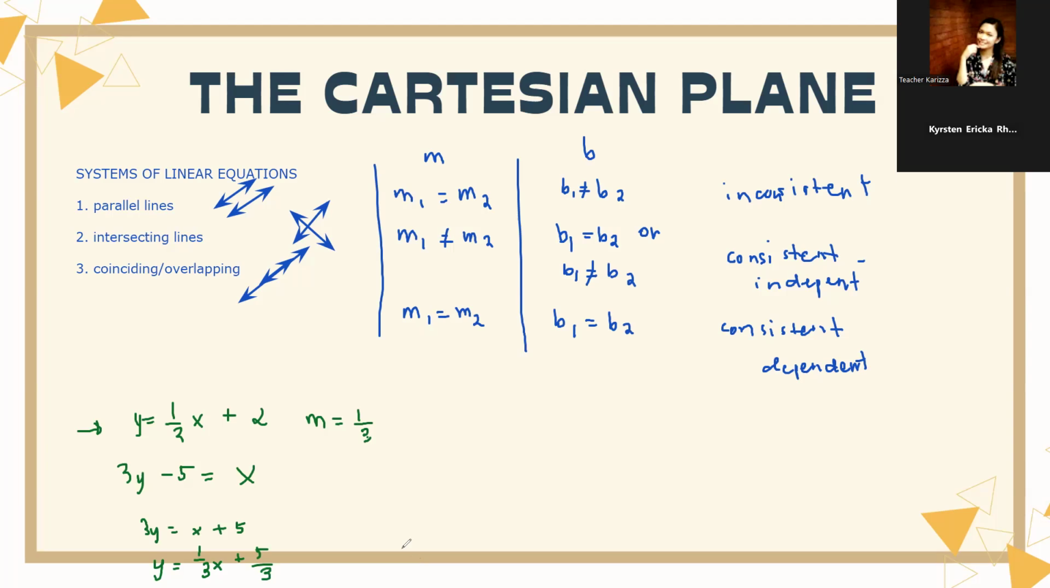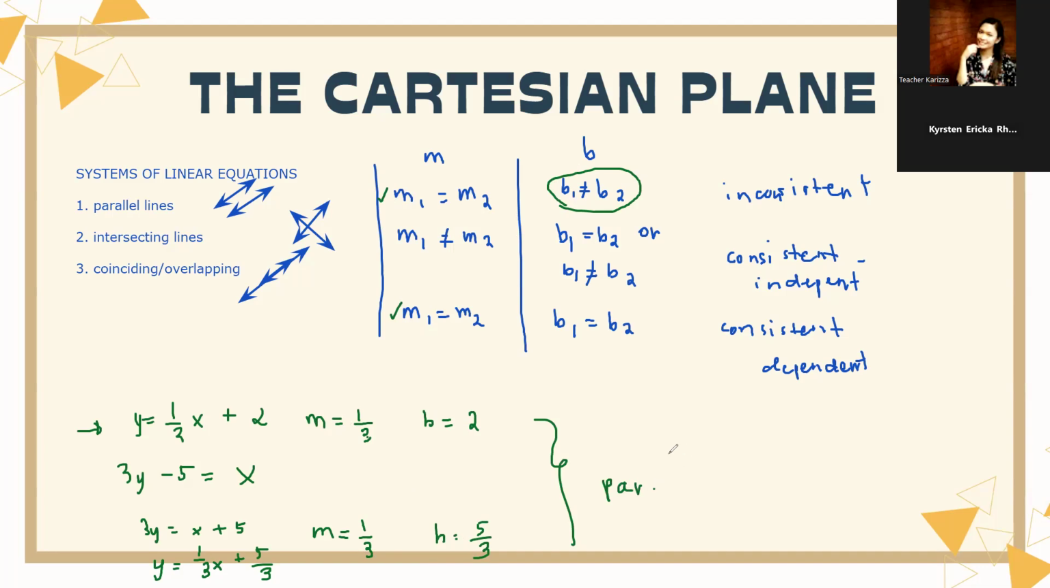Right? So, for the second equation, m is also 1/3. So, it's either parallel or coinciding. And if we check our y-intercept for number 1, your y-intercept is 2. For number 2, your y-intercept is 5 over 3. They are not equal. So, this means that these two lines are parallel.